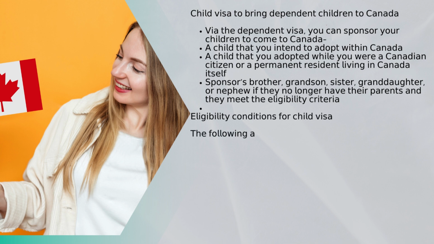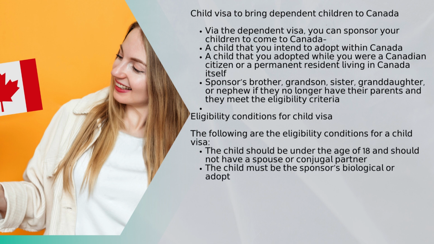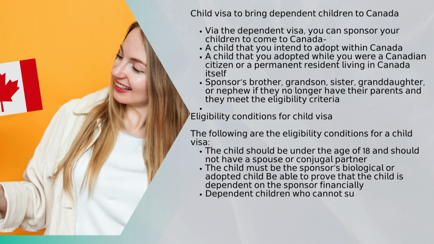Eligibility conditions for child visa. The following are the eligibility conditions for a child visa. The child should be under the age of 18 and should not have a spouse or conjugal partner. The child must be the sponsor's biological or adopted child. Be able to prove that the child is dependent on the sponsor financially.